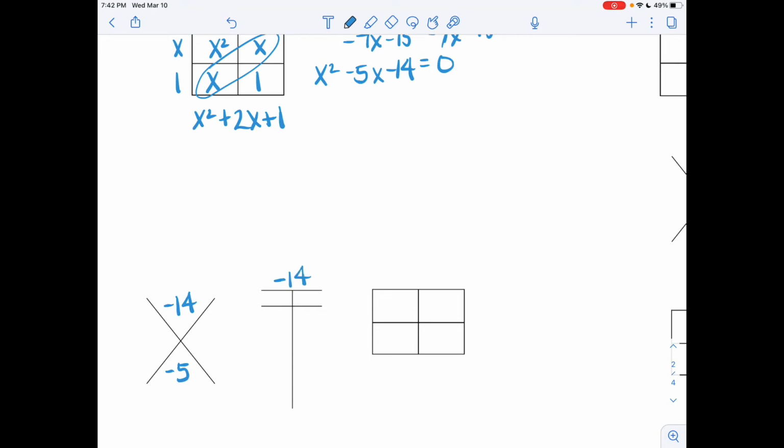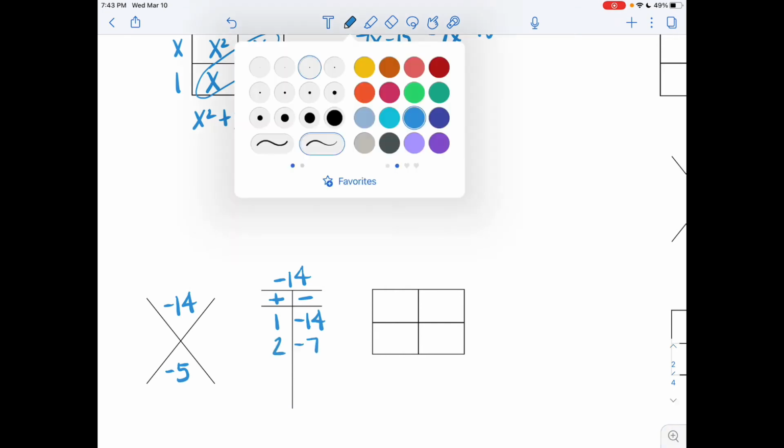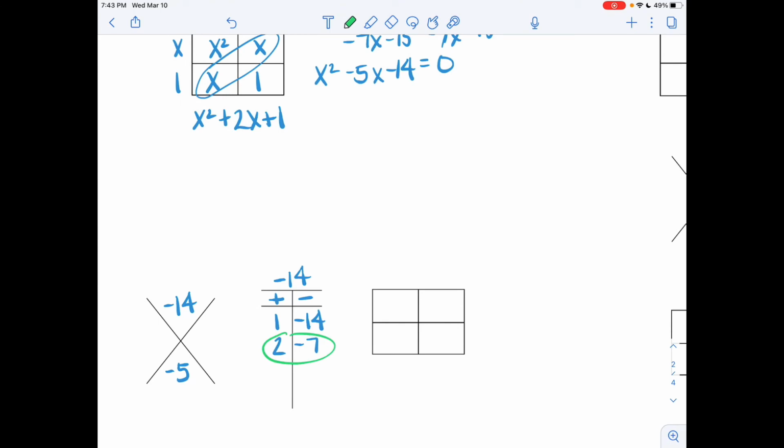Since my number I'm adding to is negative, that means the bigger number needs to be negative. And since I always write my small numbers on the left, I'll write my negative on the right. 1 and negative 14 is one set of factors. 2 and negative 7 is the other. And it's the 2 and negative 7 that are going to add to be negative 5.